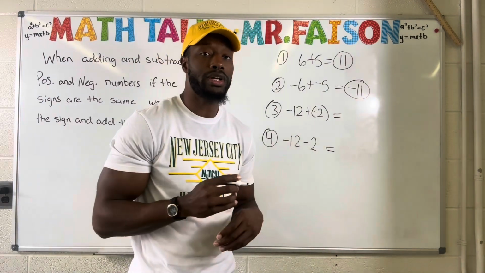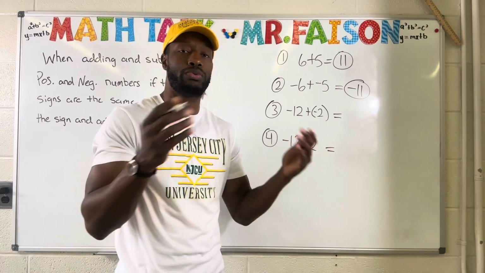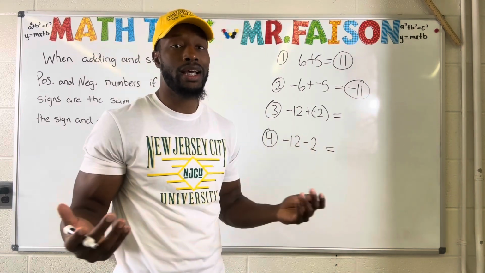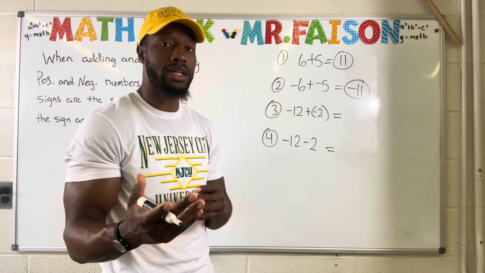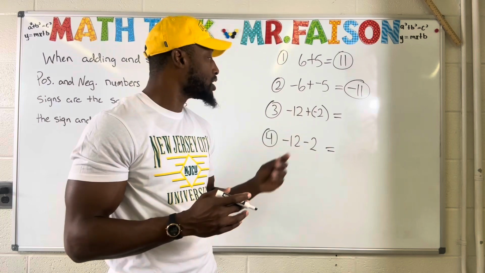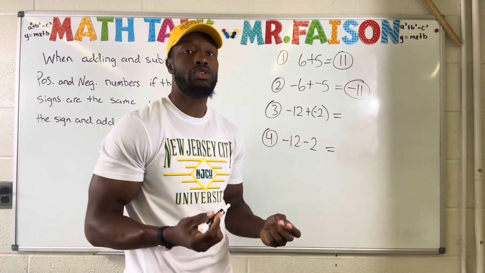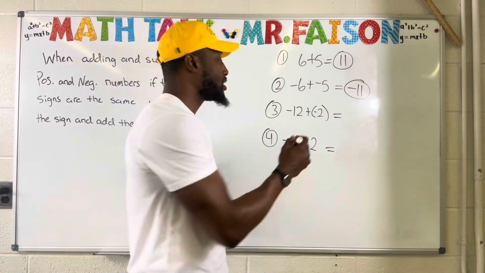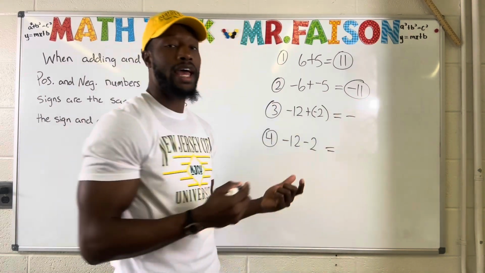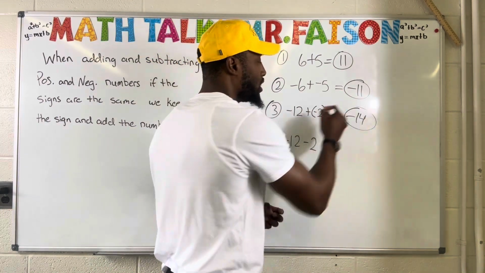I drop down to number 3. I have negative 12 plus negative 2. Now I put the negative 2 in parentheses because that's a way that you might see it, honestly. But at the same time, we have to understand that we're still doing it the same way we did problem number 2. So I can look at it and tell you my 12 is negative and my 2 is negative. So both of the signs are negative, so I know my answer is going to be negative. Then we just have to add. 12 plus 2 is 14. Negative 14 is our answer.